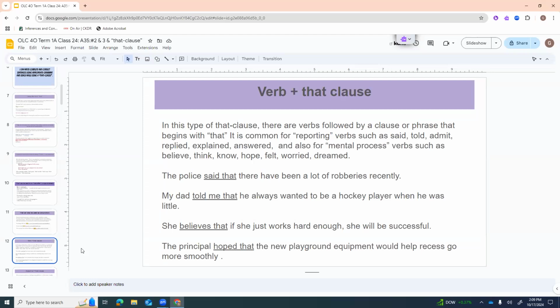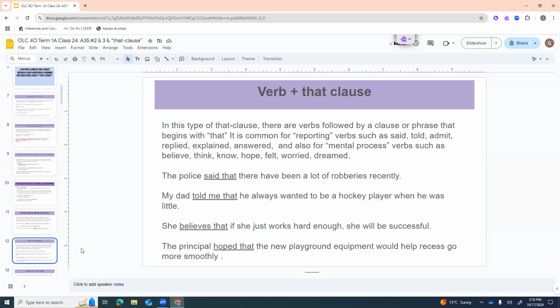In this type of "that" clause, you can also have a verb connected by a clause or a phrase that begins with "that." It's really common for reporting verbs, where you're trying to explain what someone else said or told you or admitted or replied.